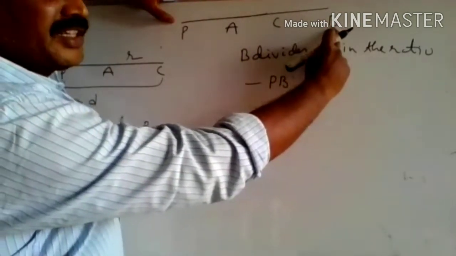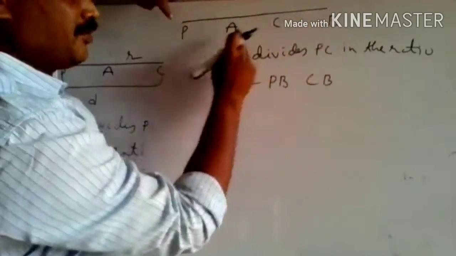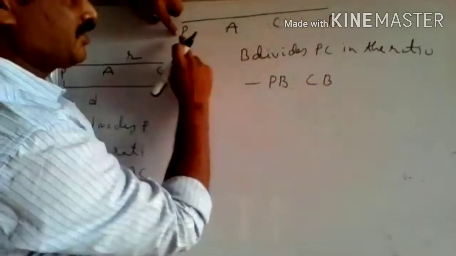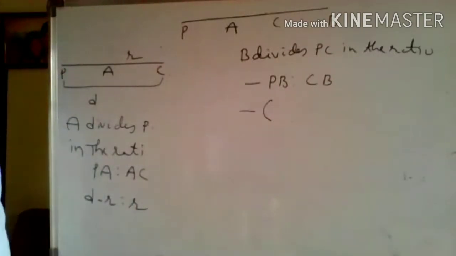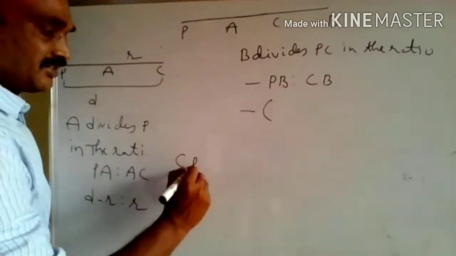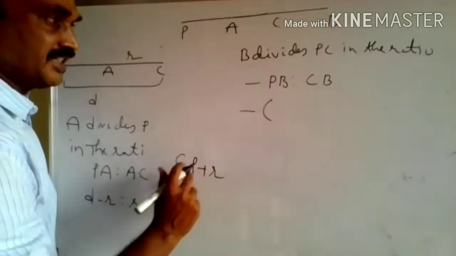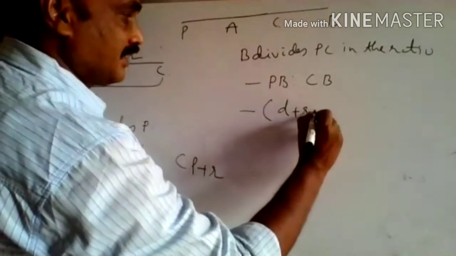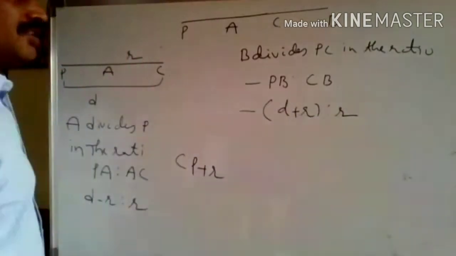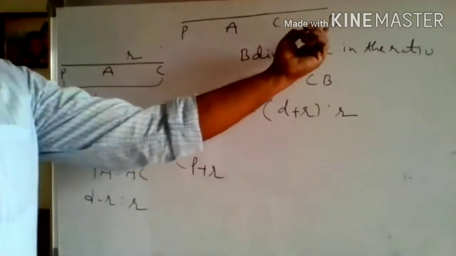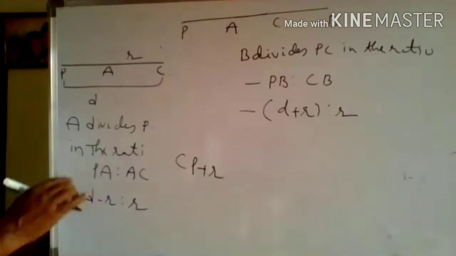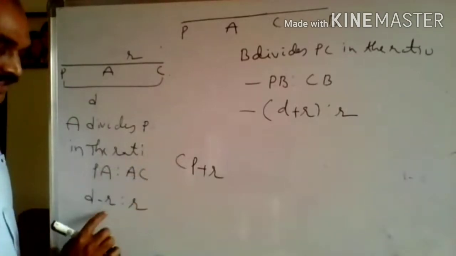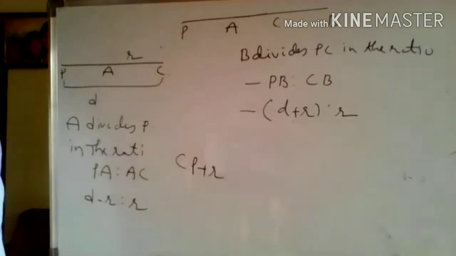So B divides PC externally in the ratio minus PB is to CB. PB is the longest distance, with formula CP plus R, and CP means D. So the longest point B divides in the ratio minus D plus R is to R. The shortest distance point A divides PC in the ratio D minus R is to R.